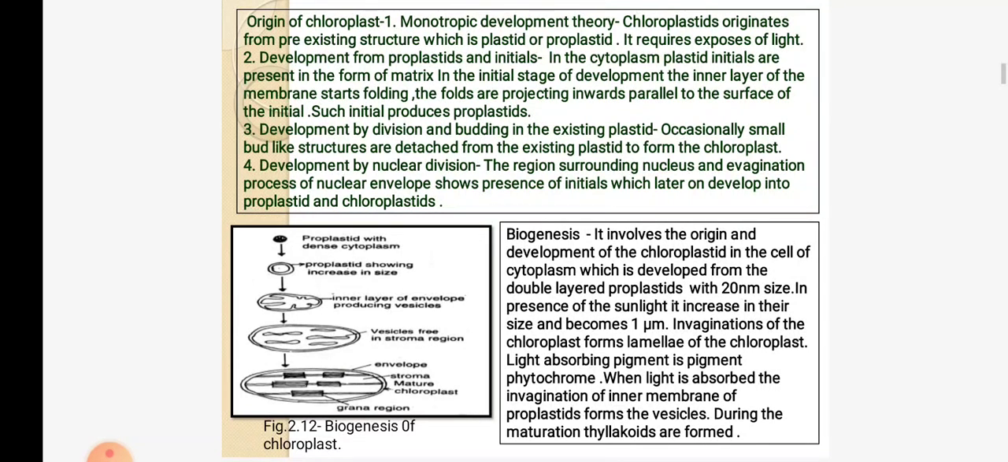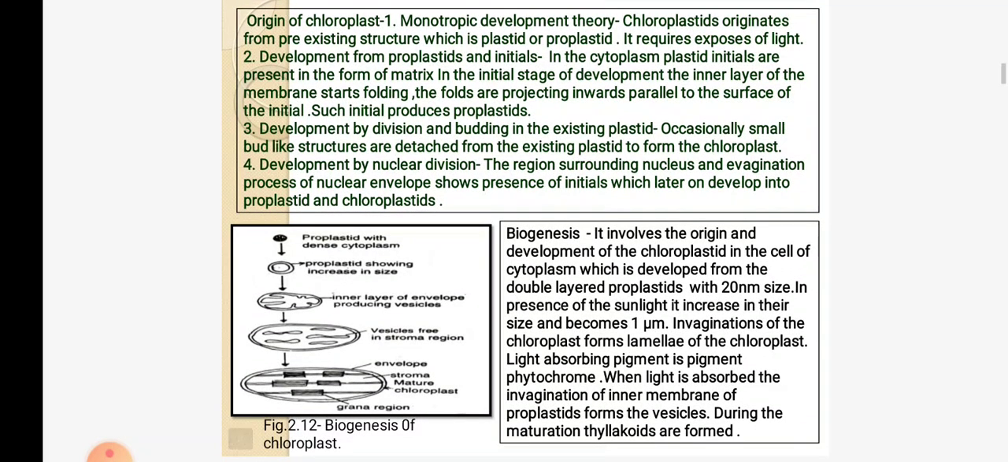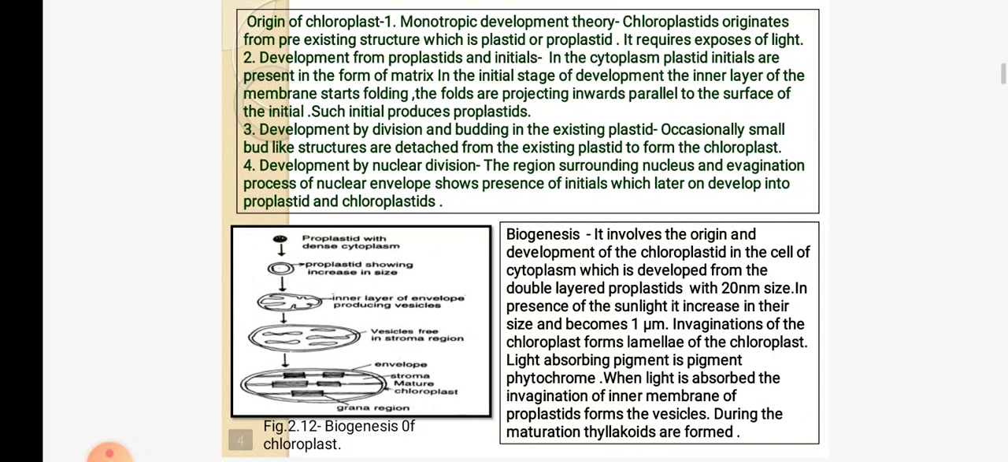Biogenesis of chloroplast. It involves the origin and development of chloroplast in the cell cytoplasm, which is developed from the double-layered proplastid with 20 nm size. In the presence of sunlight, it increases in size and becomes 1 mm.